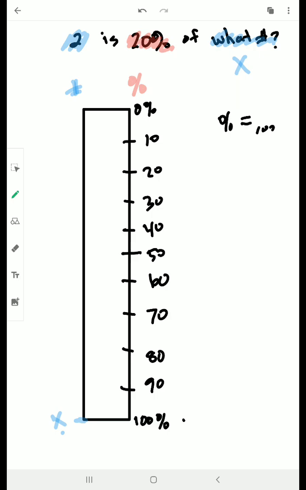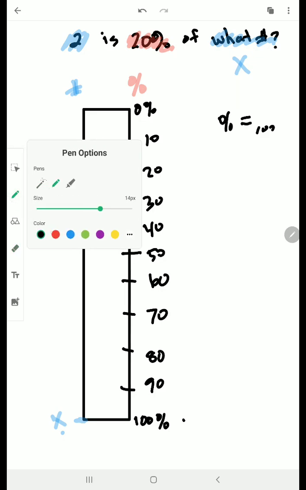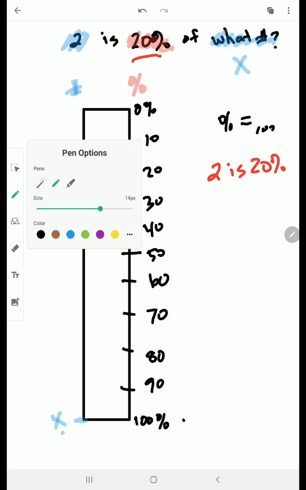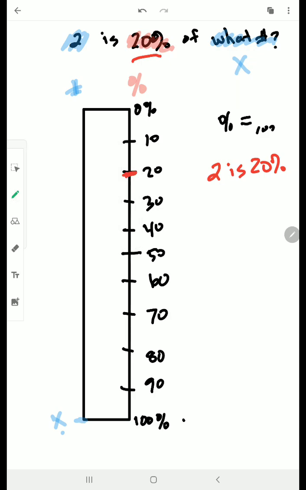Okay. So now that I've created my number line, let me switch to the red color here. I know that I've got 20%. I need to find, oh, there's 20%. It's right here on the number line. It's right there. And I know that 2 is 20%. So that tells me where the 2 is on the other side. The 2 is going to be right here. That number is going to be a 2.